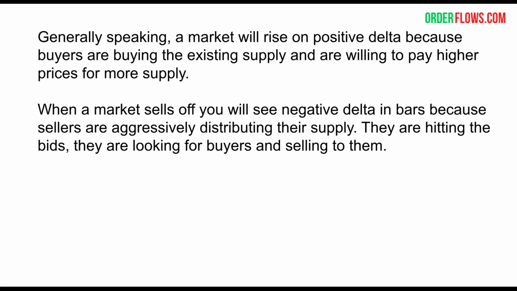We've seen it with this panic buying ahead of government shutdowns everywhere. There's a lot of demand for everything. People are buying all the existing supply, even if the stores raise their prices a little bit, they still buy more. Now, when a market sells off, you see negative delta in bars because sellers are aggressively distributing their supply. They're hitting the bids and they're looking for buyers and selling to them.